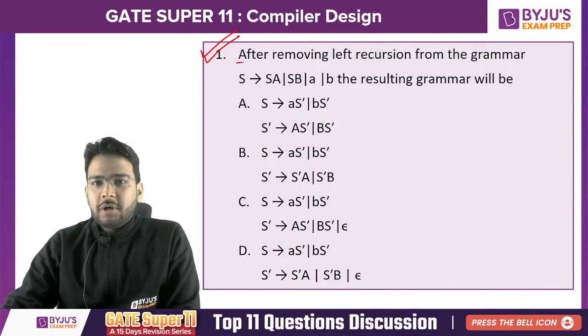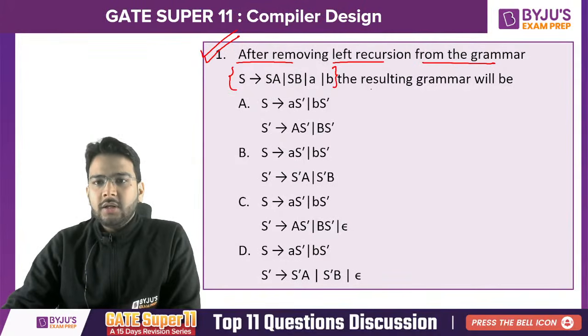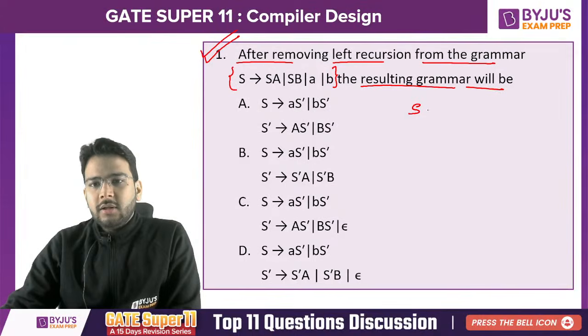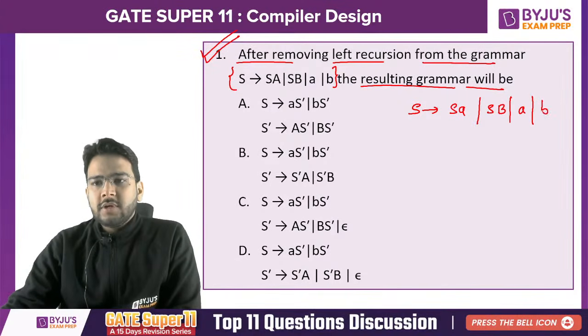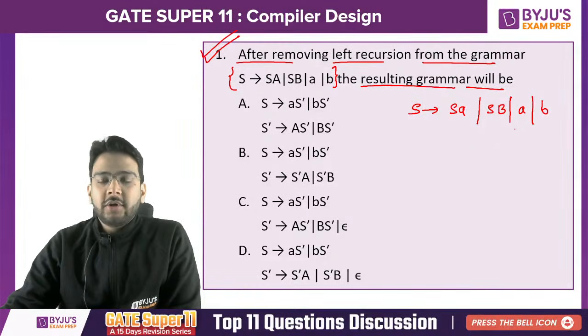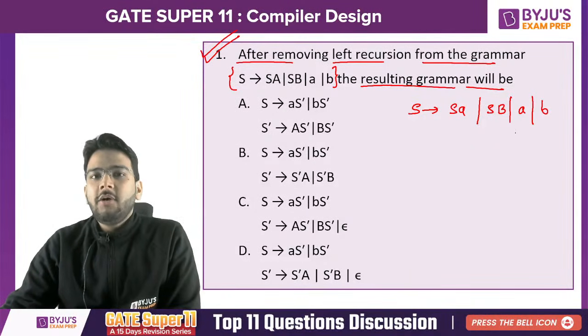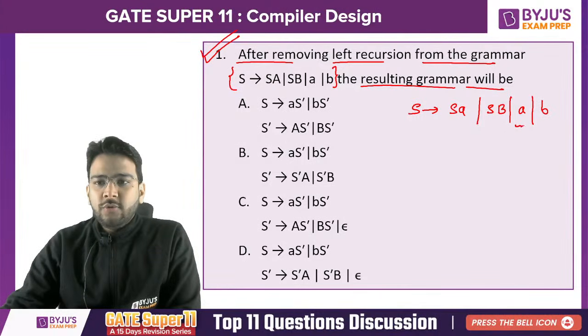Let's see here. After removing left recursion from the grammar, so this is the grammar given to you, right? The resulting grammar will be what? Whenever you want to eliminate left recursion, you have to first identify which is your non-left recursive part. That means the production in which left recursion is not present. So this is your non-left recursive part. This is also your non-left recursive part, correct? Here you have left recursion, here you have left recursion.